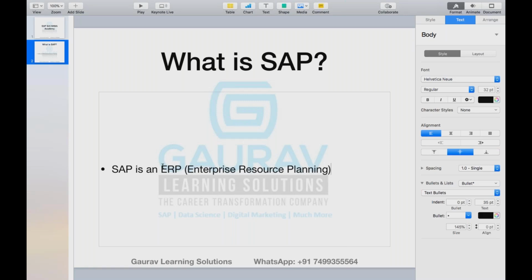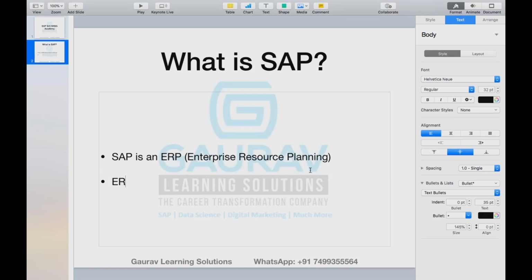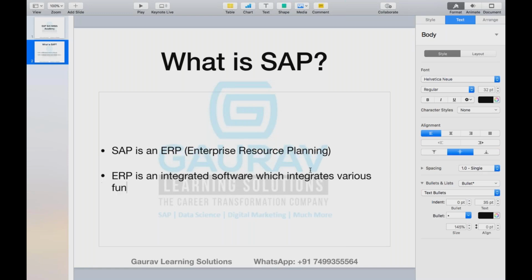Okay. So SAP is an ERP, which stands for Enterprise Resource Planning. What exactly is ERP now? That is the second question. ERP is a kind of software, but the only benefit of implementing ERP is that it is an integrated software. I'm just introducing simple terms rather than making it very complicated. So ERP we can say is an integrated software which integrates various modules or various functions of an organization.